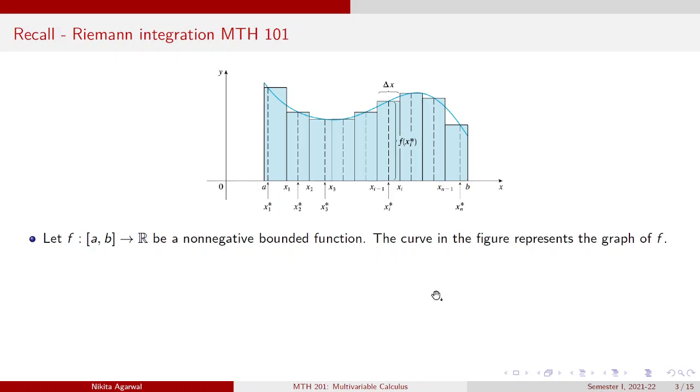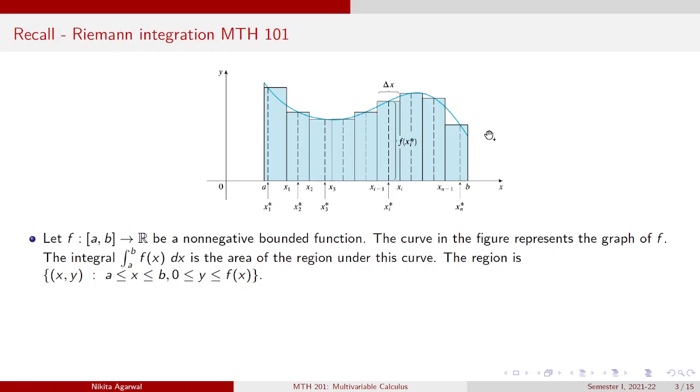Okay. So let f going from closed interval [a, b] to R be a non-negative bounded function. The curve in the figure represents the graph of f. So this blue curve that you see is the graph of f in this case. The integral from a to b of f(x) dx is the area of the region under this curve, right? So this is something that you already know.